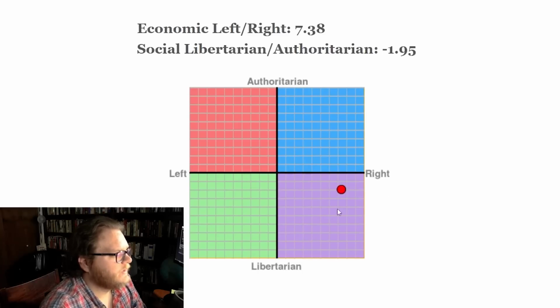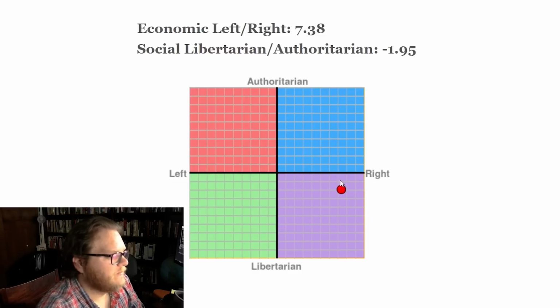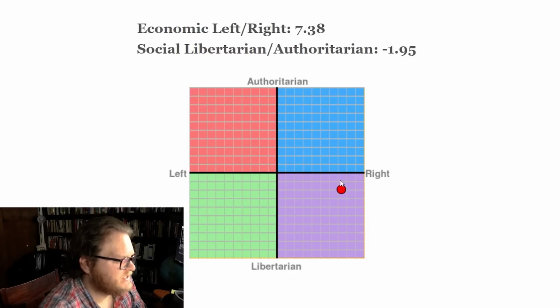Yep, lower right quadrant as I took it last time, though I think now I am closer to this area here than I was before. I think I've taken the test before and gotten closer to down here, and now I'm more up here. I think that's because of becoming more religiously knowledgeable in that time. So yeah, that is my political compass test.